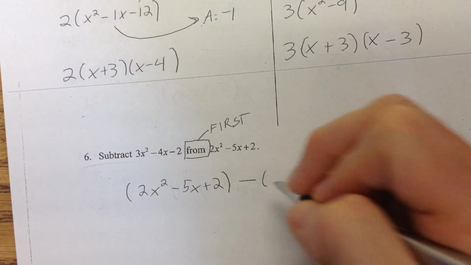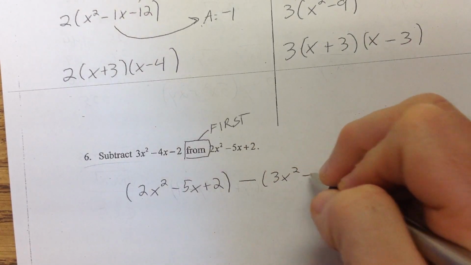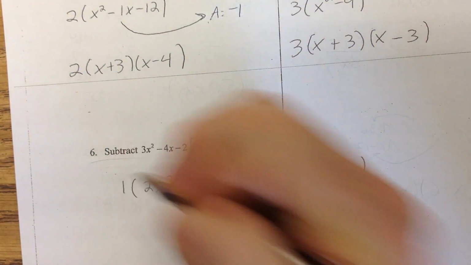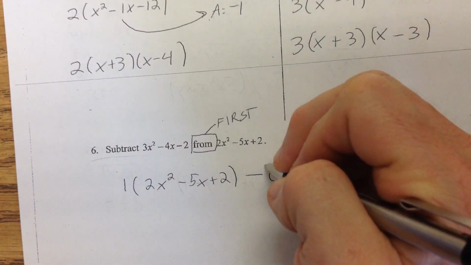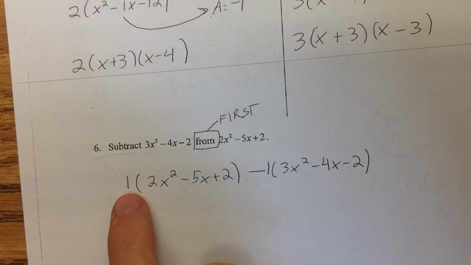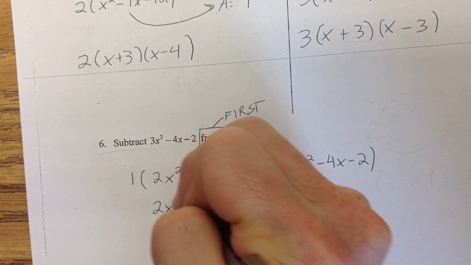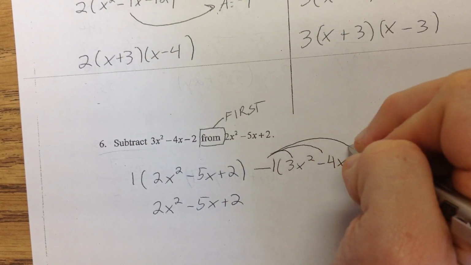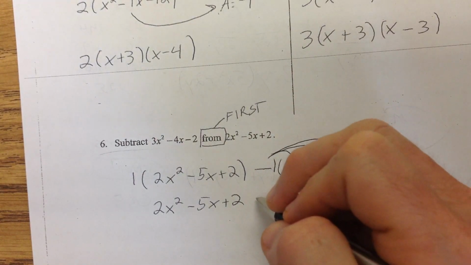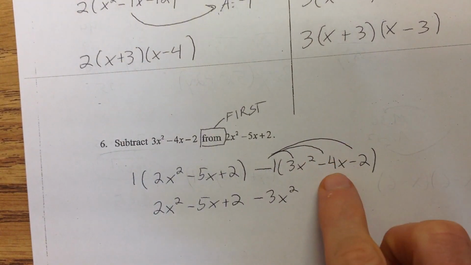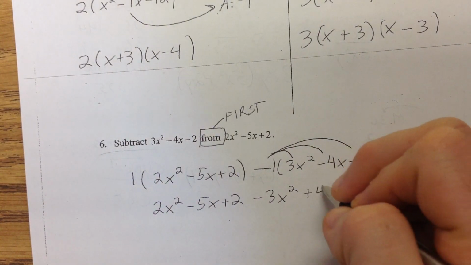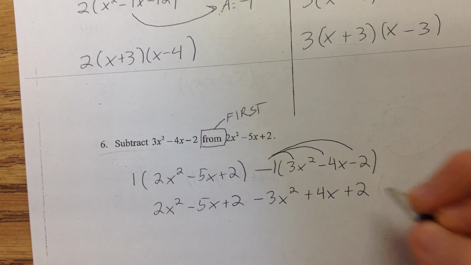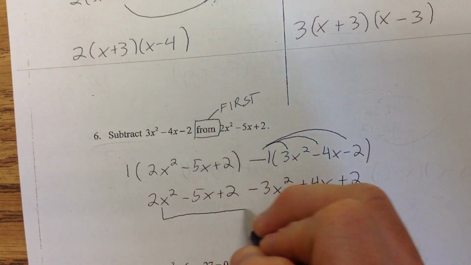So it's 2x squared minus 5x plus 2 in parentheses, minus 3x squared minus 4x minus 2 also in parentheses. Now, in front of this parenthesis is a positive 1. In front of this parenthesis is a negative 1. The positive 1 doesn't change anything, so these can just come down and stay exactly the same. The negative 1 does change things. So this is going to go from being positive to minus. This is going to go from being minus to positive, and this is also going to go from being minus to positive. Once we've done that, it's just a matter of combining your like terms.